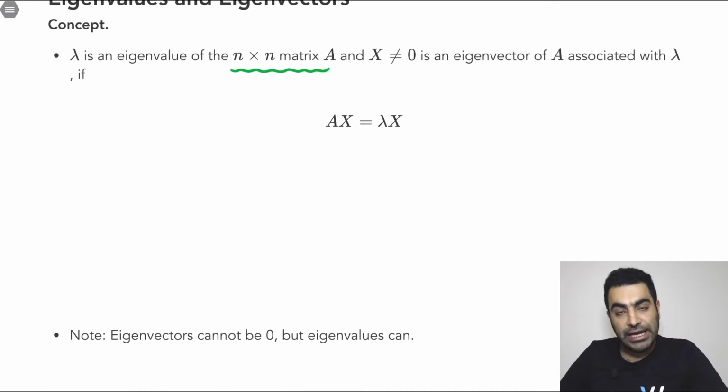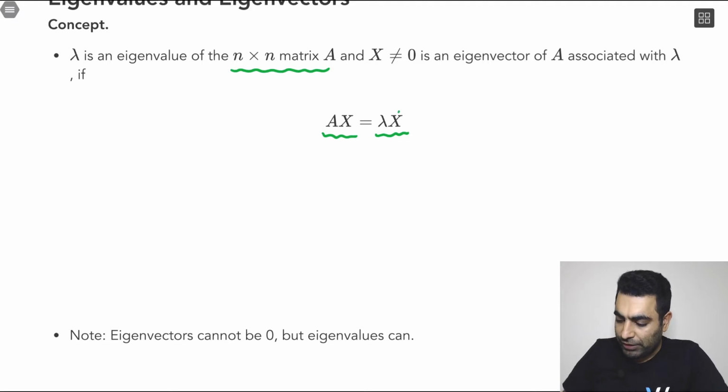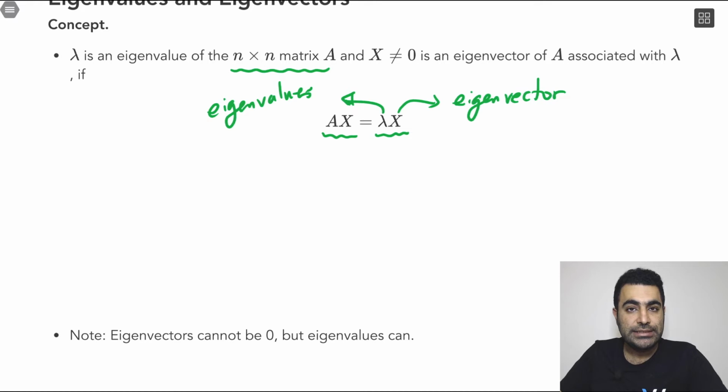If we can find any vector x such that if we multiply matrix A by that vector x, that returns vector x multiplied by a scalar number lambda, we call this vector x an eigenvector of matrix A, and we call the corresponding scalar lambda the eigenvalue. If we can find such a vector x and its corresponding lambda, we call this combination an eigenvalue and eigenvector of a matrix.